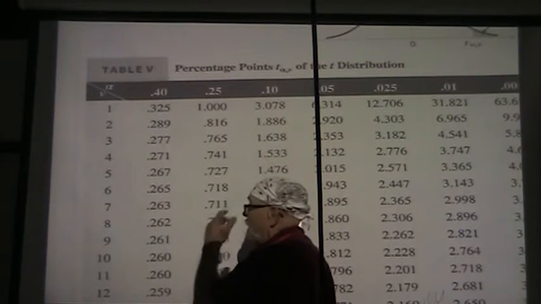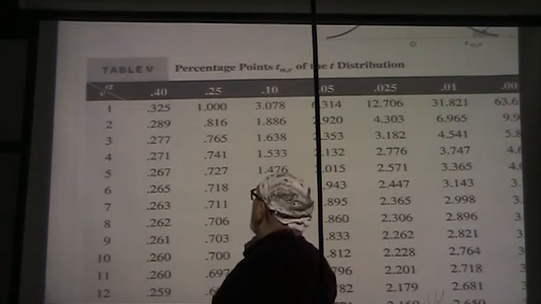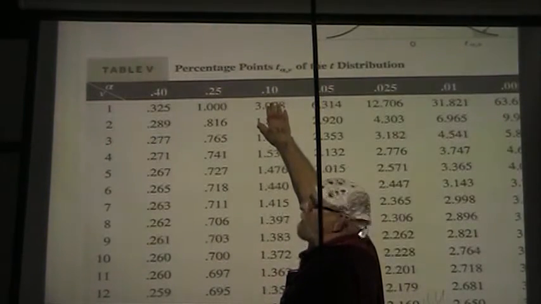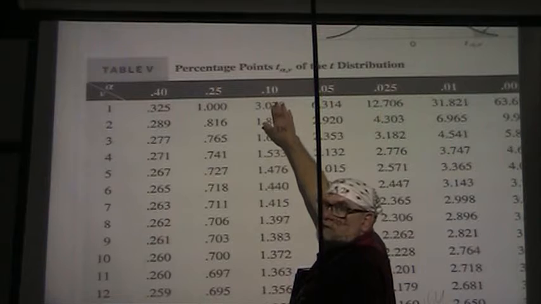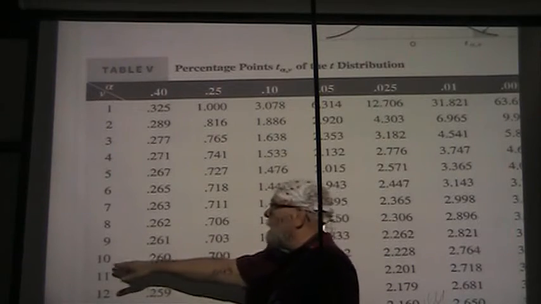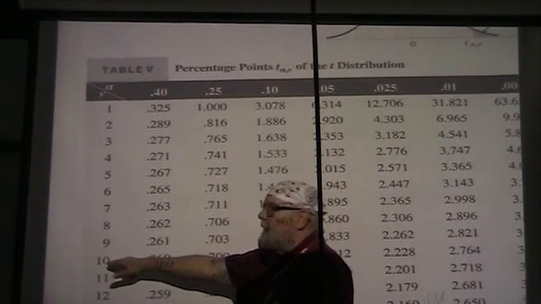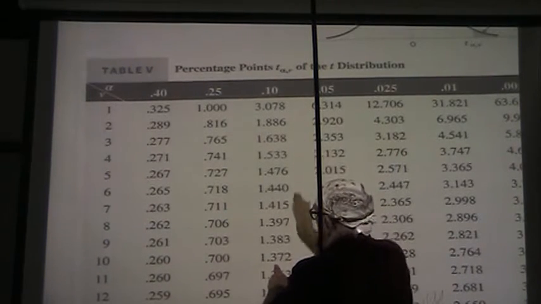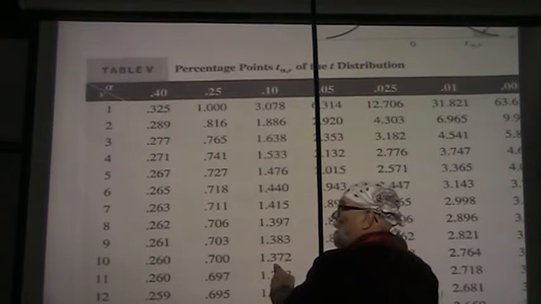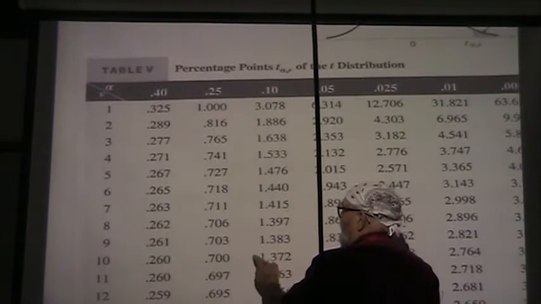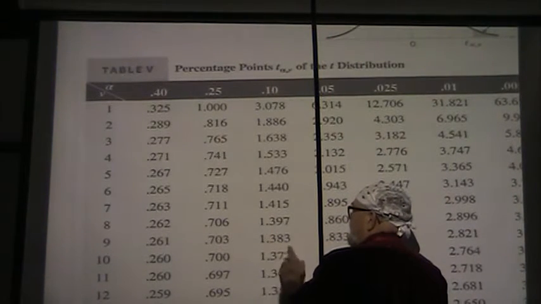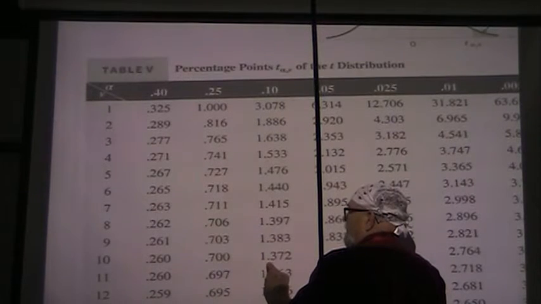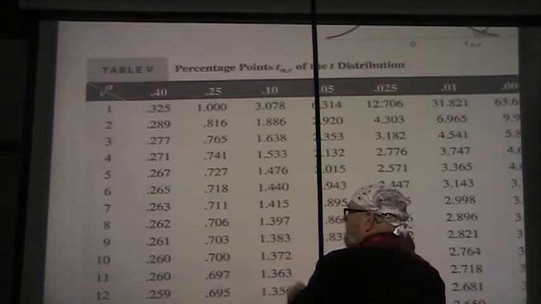All right, so if I am looking at an alpha of 0.10 and I have 11 samples, I am going to look here at 10 and come across to the column that has 0.10 here, and I would say my T alpha with n minus 1 degrees of freedom is 1.372.